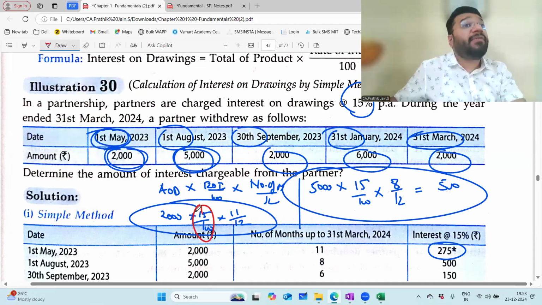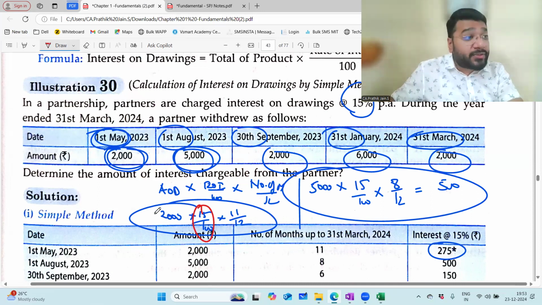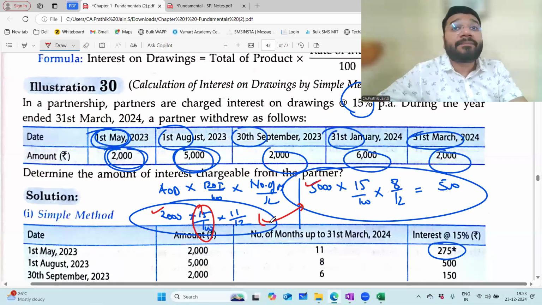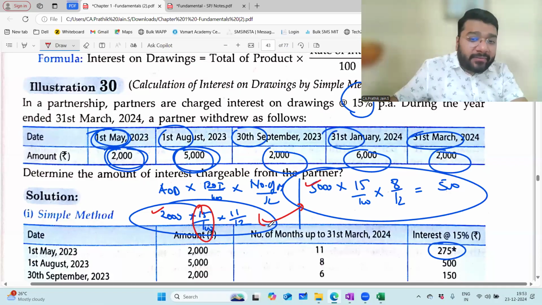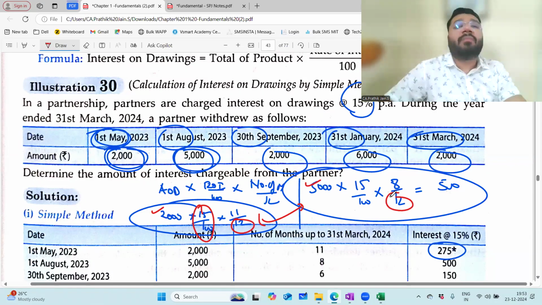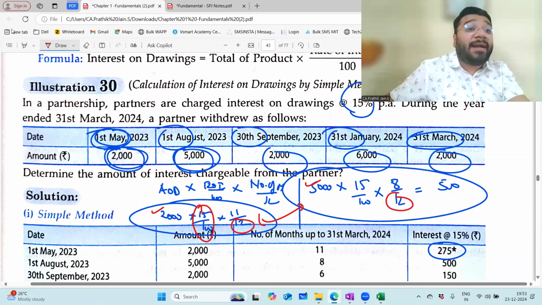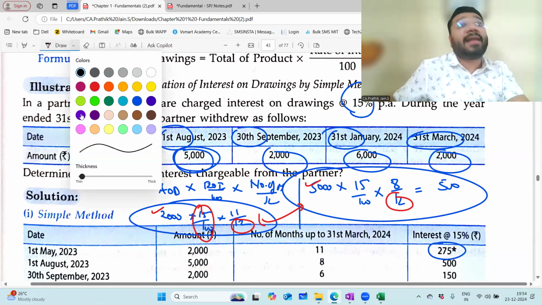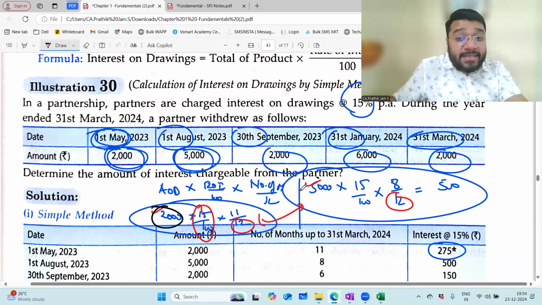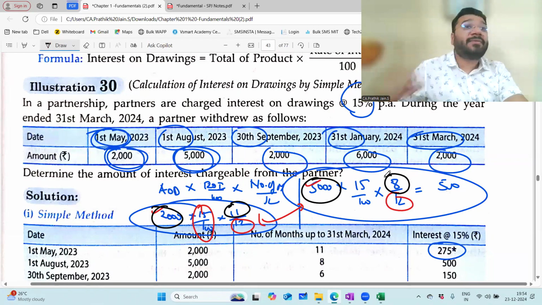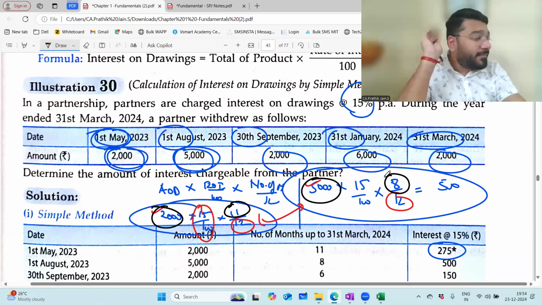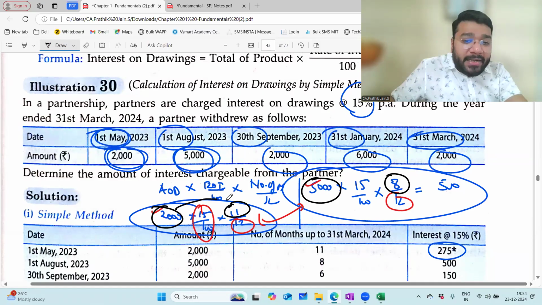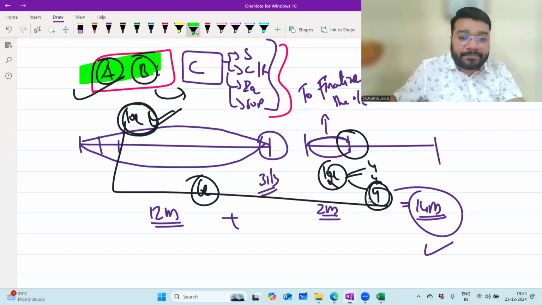This 15 by 100 is getting frequently repeated. Amount of drawing is not getting repeated. Amount of drawing here is 2,000, different, and here 5,000 is different. So the rate is commonly repeated, and the 12 months is commonly repeated. Which was that thing which was changing again and again? The amount was changing, and the number of months was changing. Correct? So what they did is, these both they multiplied and brought outside.